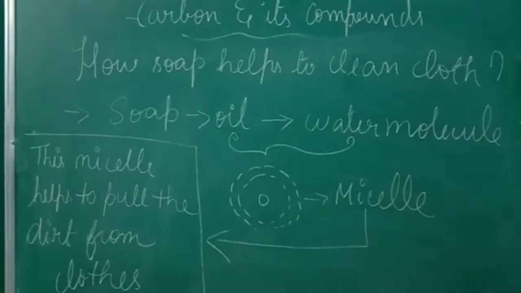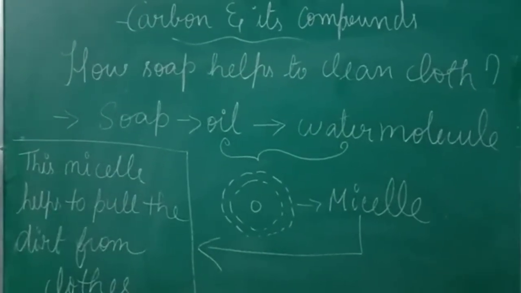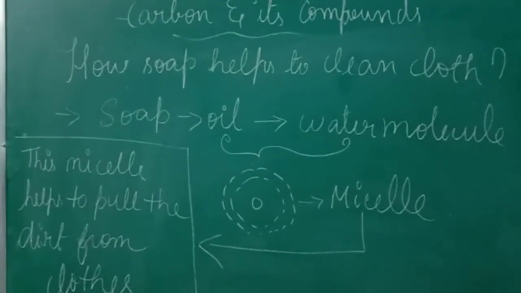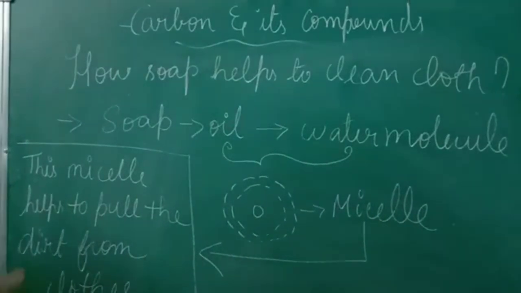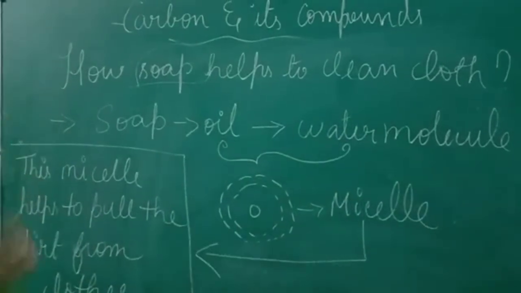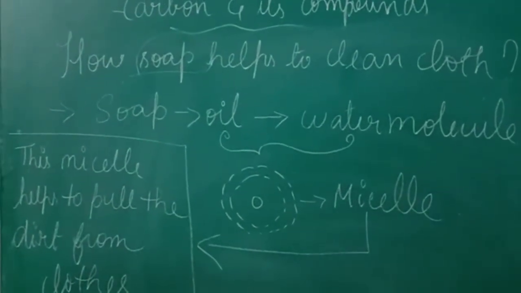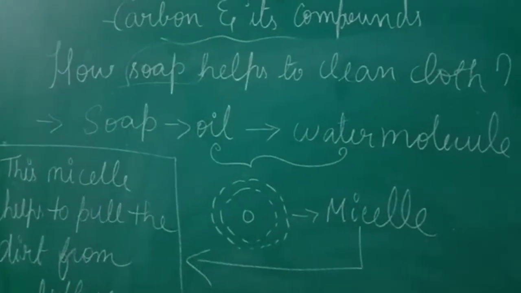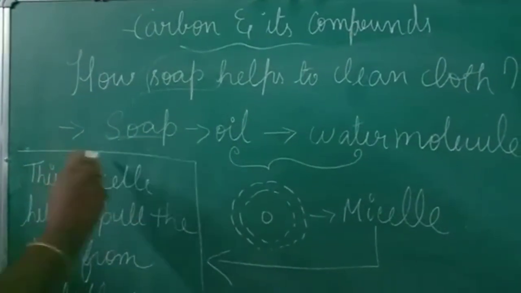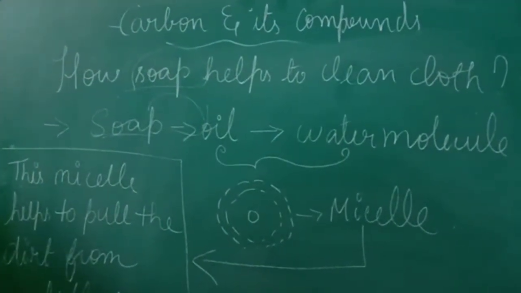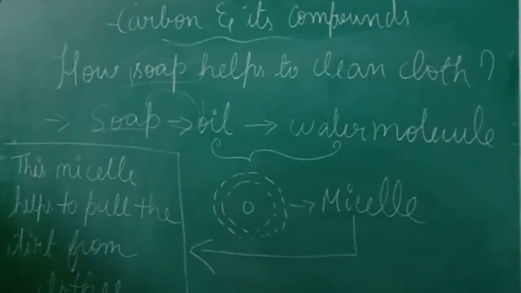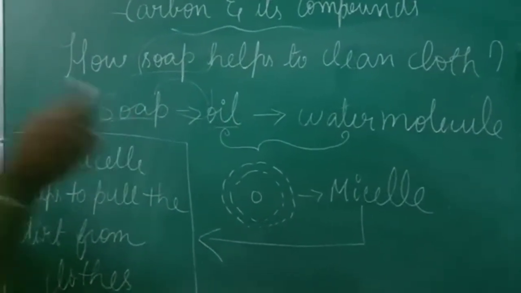So this is the last topic, students. Very important question, and this question will come for 3 marks. How does soap help to clean clothes? In place of soap, the question might say detergent, and the same answer is applicable for both soap and detergent. Let us take the example of soap. During the preparation of soap, some oil content, either animal oil or plant oil, will be added.